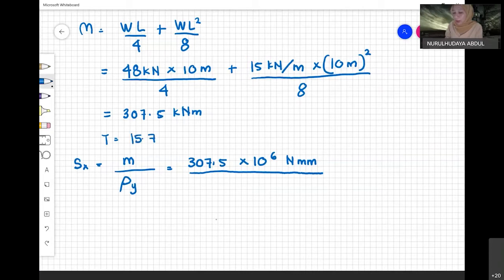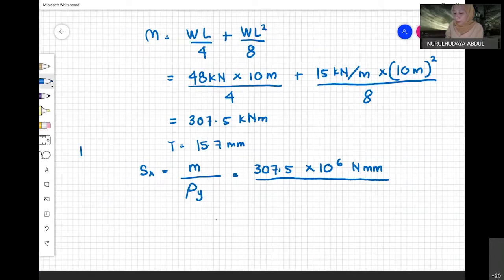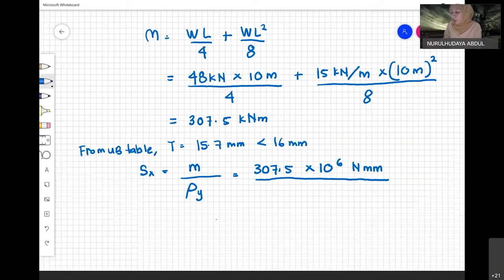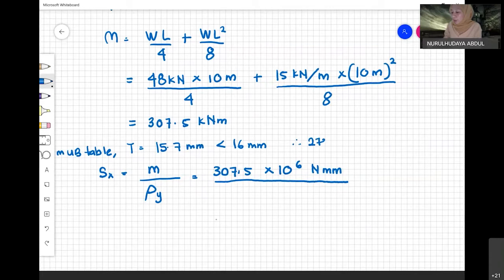T is equal to 15.7 mm. Maybe you can write like from UB table so that you tak lupa lah benda ni. Nanti you tak ingat mana you tengok. 15.7, okay. It is less than 16 mm. Okay, therefore PY is 275. Then we can use 275, replace it here and finish off this calculation.